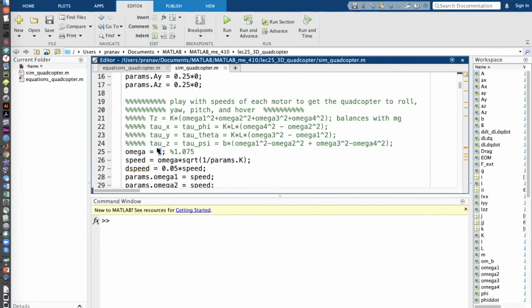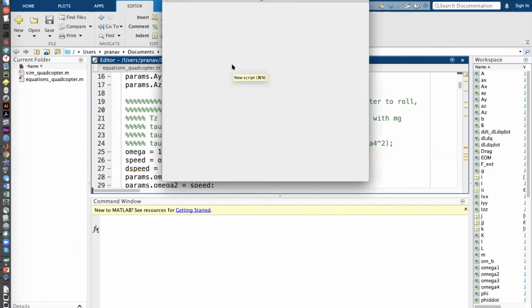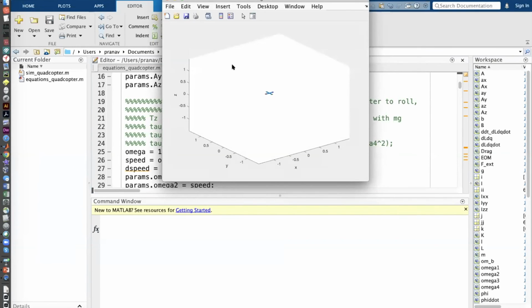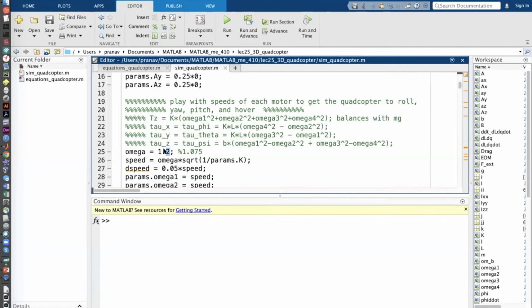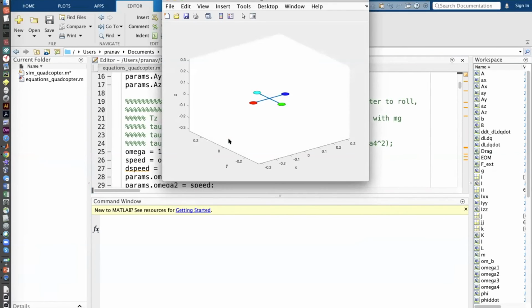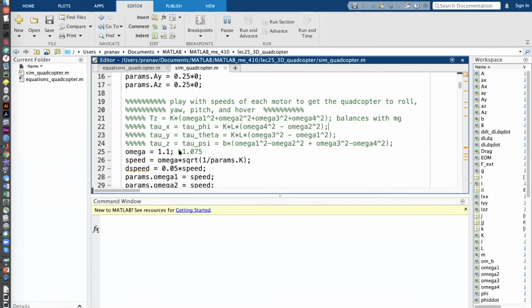Now if you try 1.2 and run this, you'll see the quadcopter is actually flying up. It's flying pretty fast. That's why the x and z axes scale based on that. That's a little bit too high, so let's try 1.1. Now you can see it's slowly drifting up, but that's slower. Anyway, I found that about 1.075 is about right for the speed.